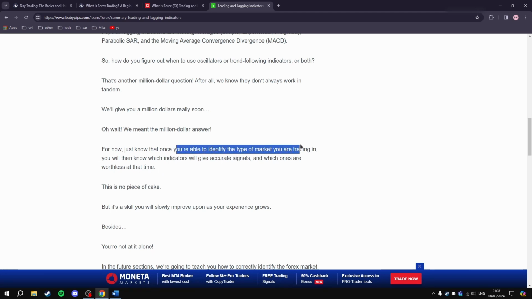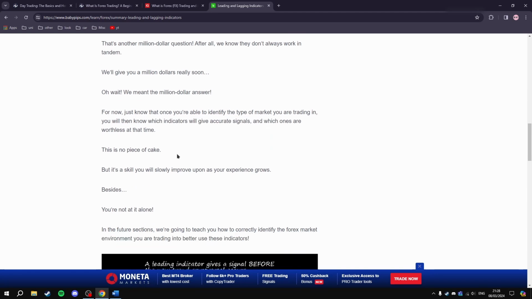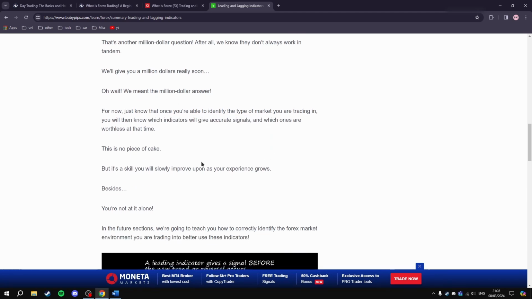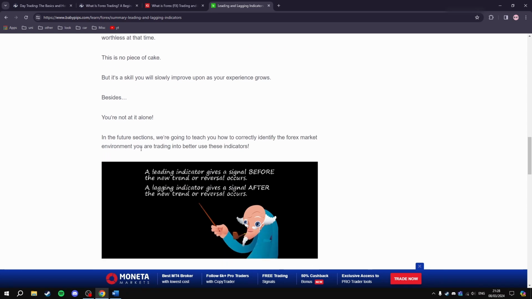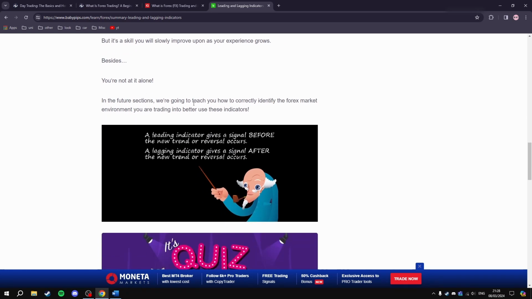Once you're able to identify the market you're trading, you will know which indicators give accurate results. This is no piece of cake, but it's a skill you'll slowly improve upon as your experience grows. Besides, you're not at it alone. In the future sections, we're going to teach you how to correctly identify the Forex market environment you are trading in. A leading indicator gives a signal before, a lagging indicator gives it after.